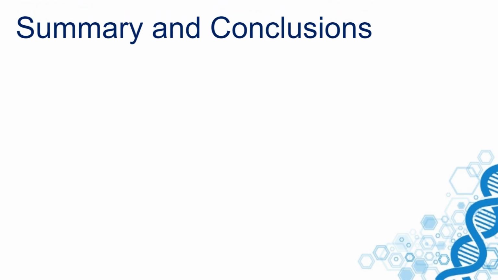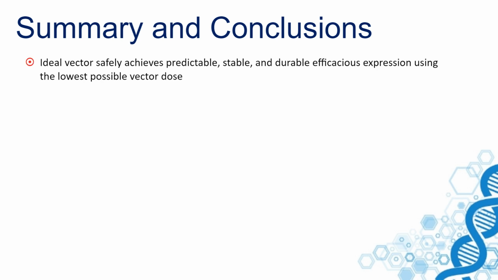In summary, and some of the conclusions of what we've just outlined here, the goal that we're all working towards to create the ideal vector would be that the vector would safely achieve predictable and stable and durable factor expression that's able to effectively eliminate or markedly reduce bleeding using the lowest possible vector dose. And I think that those points are important to keep in mind when considering the ideal vector for a patient, that there's sort of multiple competing interests that ultimately play into what may be the right choice for the patient.